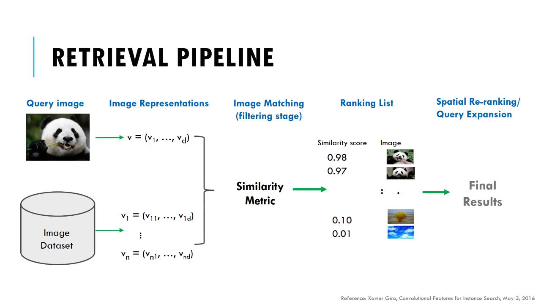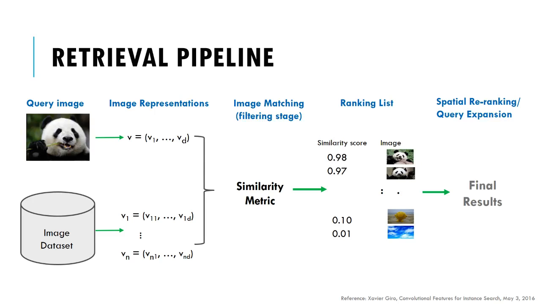So let's start from the beginning. In an image retrieval pipeline, the query image is provided, and we get an image representation in a vector format. It's a format that we will be able to compare with other images in the data set. In the data set, we refer to those images as reference images, and in the back end we extract features from those images in such a way that we can enter the image matching stage, the filtering stage, which is where we apply a similarity metric. These vectors will be compared against one another.